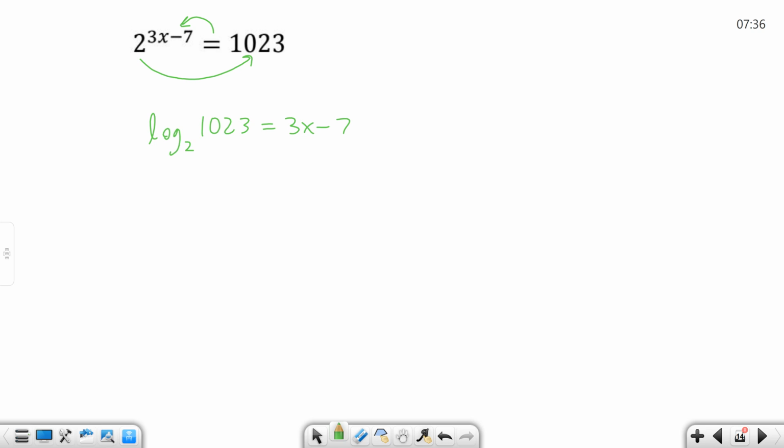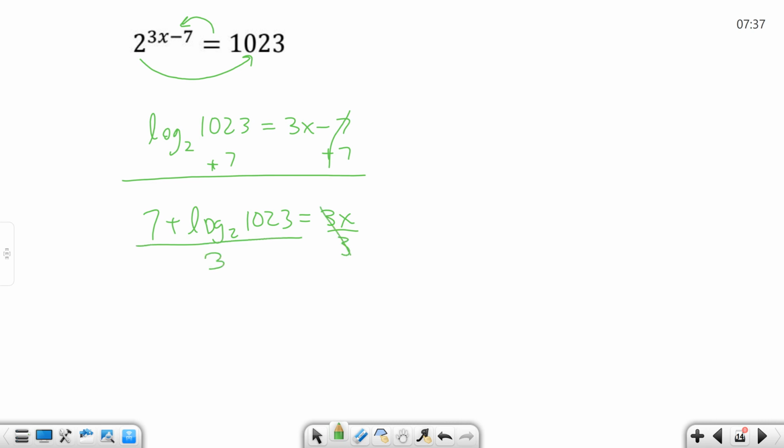All right, well, I need to get x by itself, so I'm going to add 7 to both sides. I'm just going to put plus 7. Look, you cannot put those together, because the 1,023 is the argument of the log there. So this is going to be, and I'm going to write it this way, 7 plus the log base 2 of 1,023. Doesn't matter if it's plus 7 or 7 plus that, and that equals 3x. And then I'm going to divide both sides by the whole thing by what? 3. So 7 plus log base 2 of 1,023 over 3 equals x.